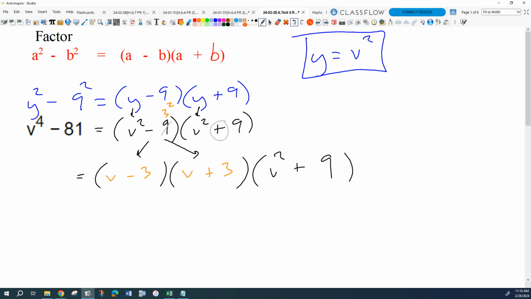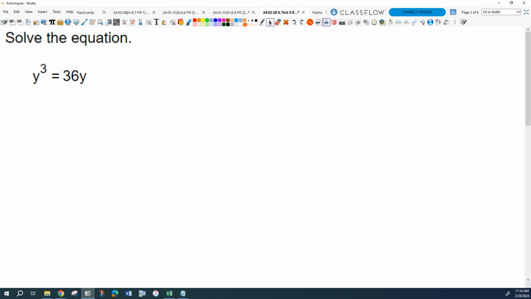Okay? Good? All right, so what about one like this, solving an equation? This involves a little factoring, but also the steps for solving a polynomial equation. What do we always do first? GCF.